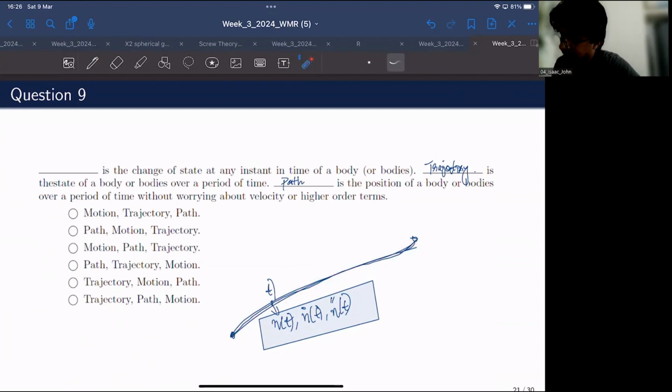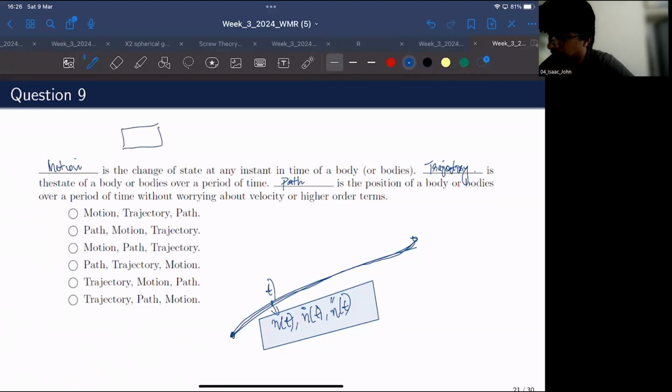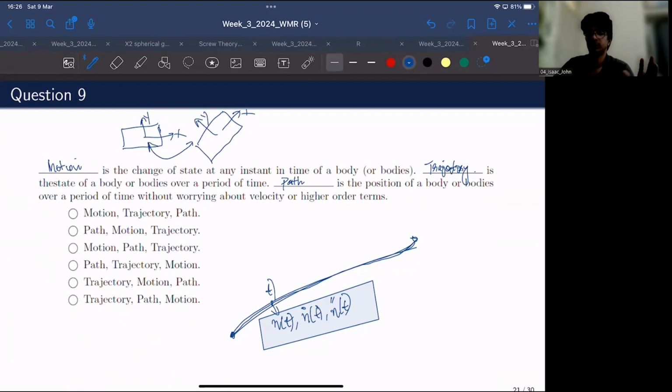And that leaves us with motion for the first fill in the blank. That is nothing but the change of state at any instant of time. So if the body is in an initial configuration like this, I'll call this X and Y, and at any other instant it changes to a different configuration, maybe X' and Y'. This is basically denoting the motion of a body. It's only denoting the change of state, right? That's about it. So I think the correct answer is motion, trajectory, path, which is option A.